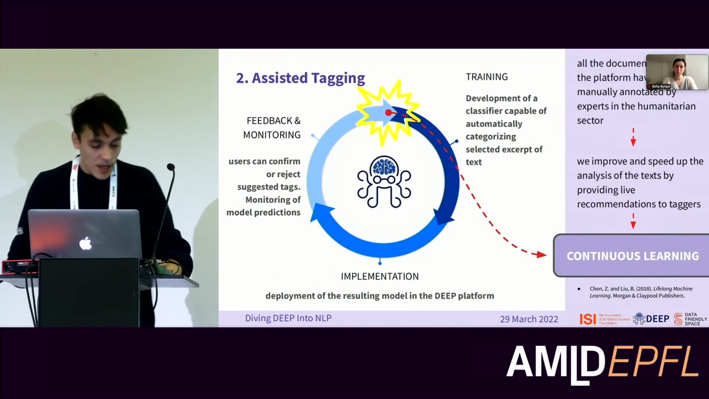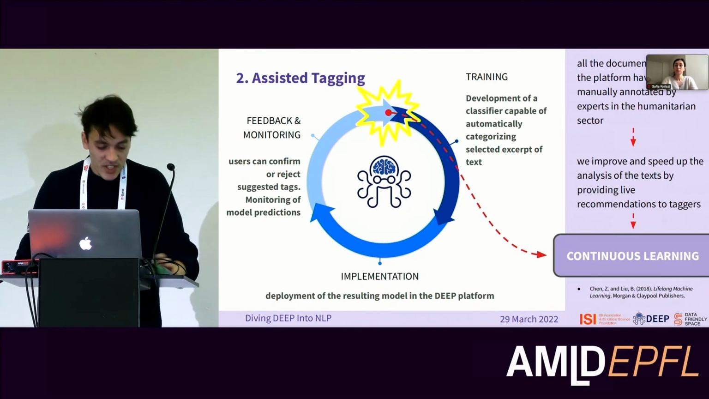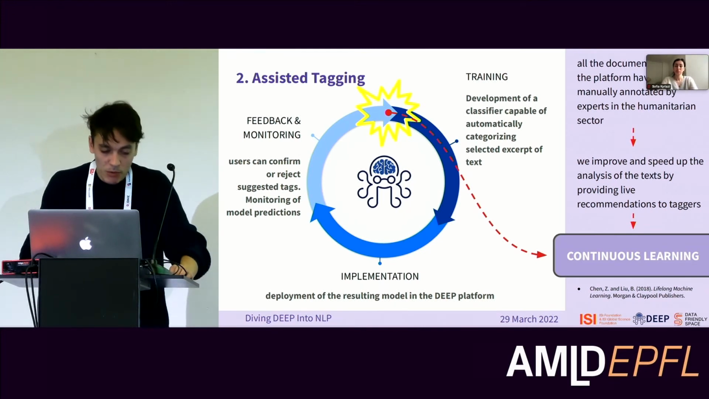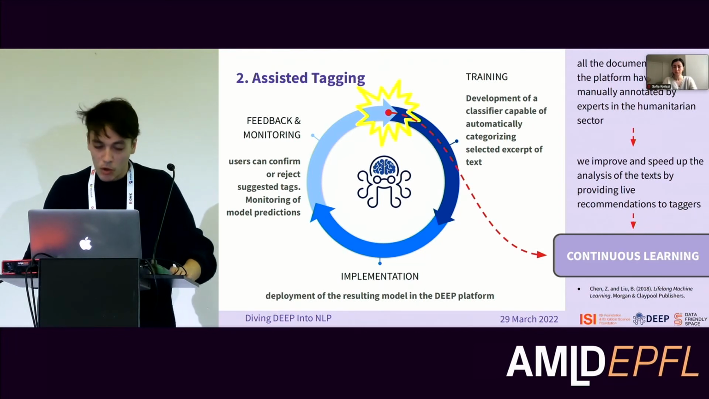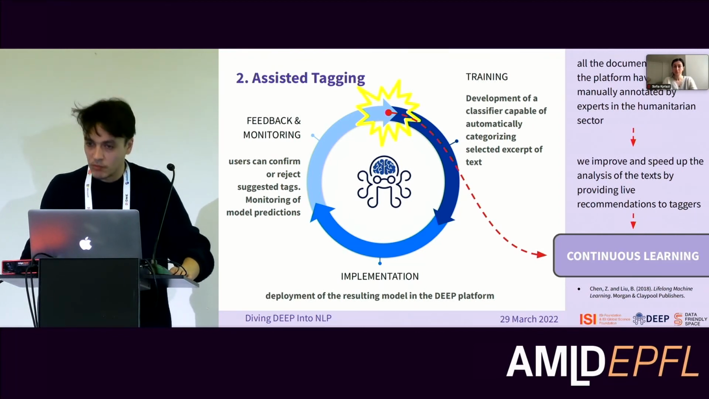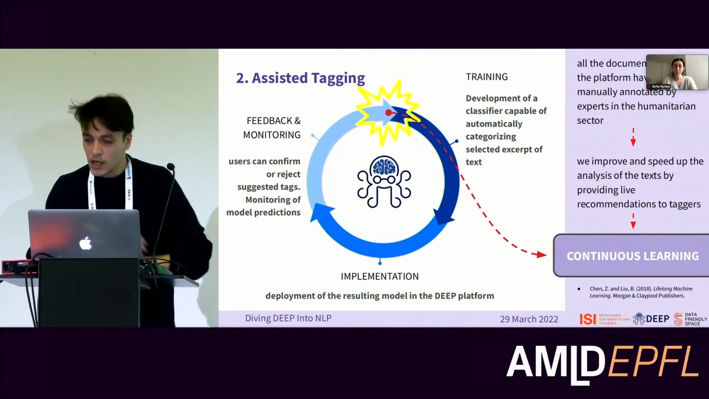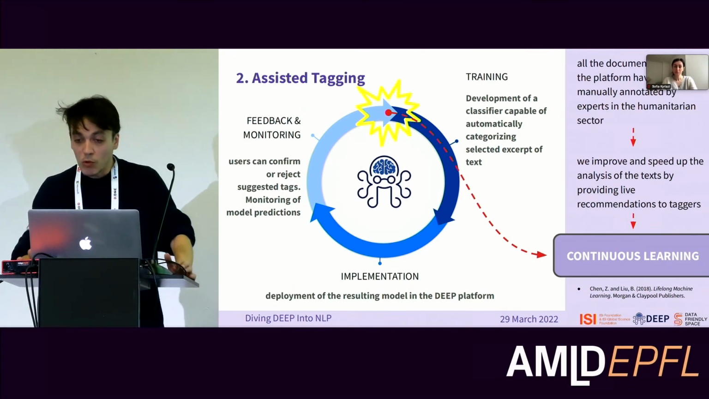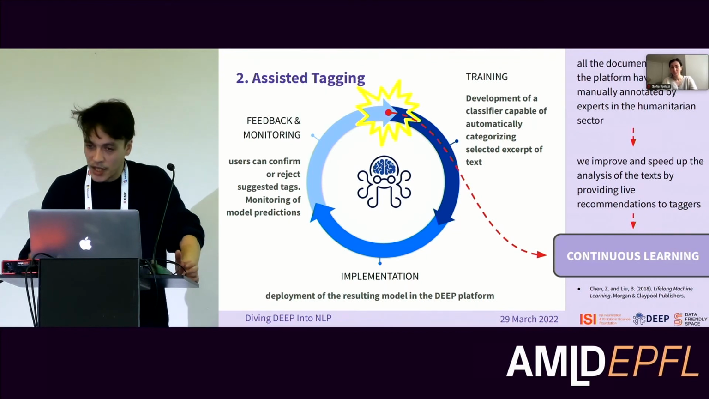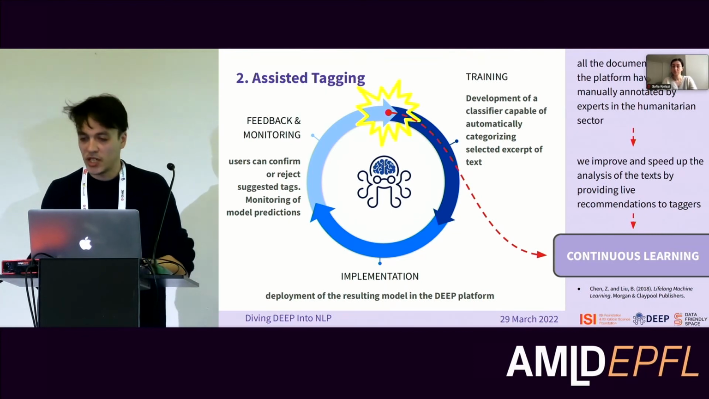And so, as we said, in parallel to the pre-processing, we have developed an assisted tagging tool. All the documents uploaded to the platform are so far manually annotated by experts in the humanitarian sector. And so what we wanted to do was to improve and speed up the analysis of the text, providing live recommendations to the taggers.